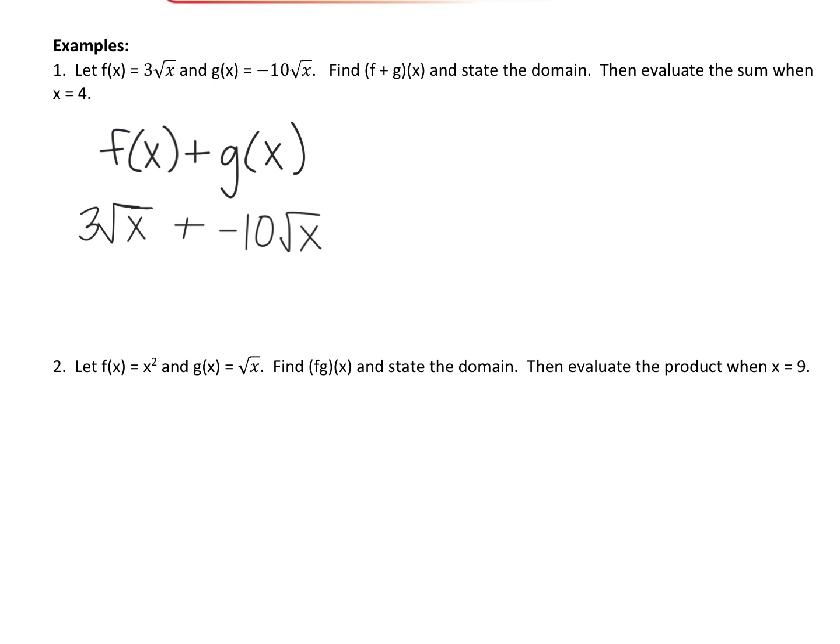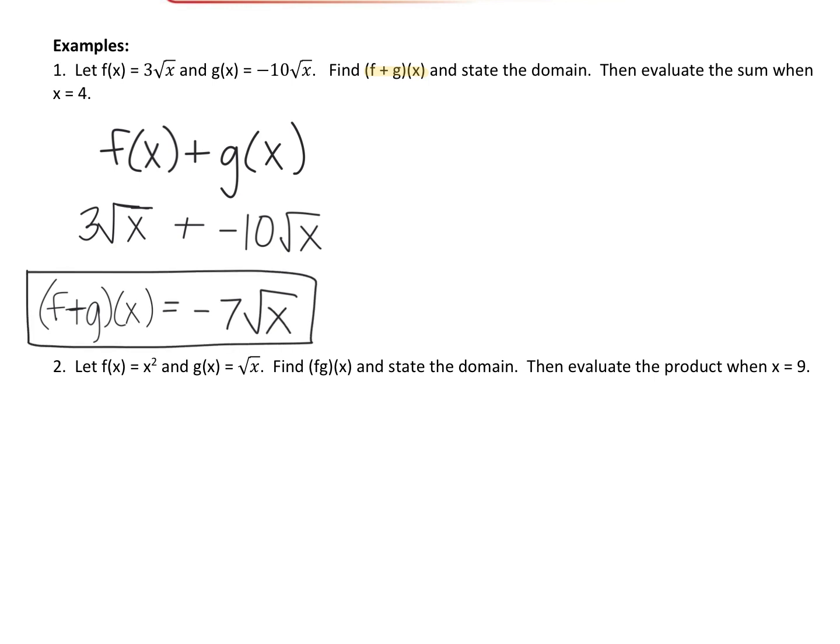You don't have to do anything crazy here. You got 3 root x's and negative 10 root x's. How many root x's in total do I have? Negative 7. So you just combine like terms here when you're adding. And so my answer, we're going to write it like it asks. Notice it says f plus g of x. So we're going to write it like that. F plus g of x is equal to negative 7 root x. That's your answer. So we just added them together and combined like terms where we can.